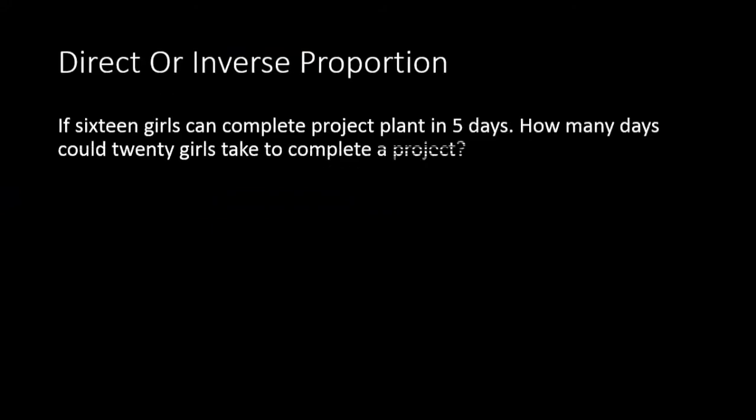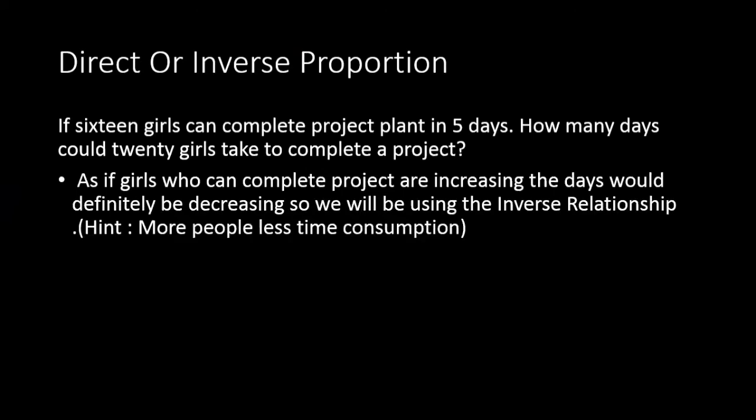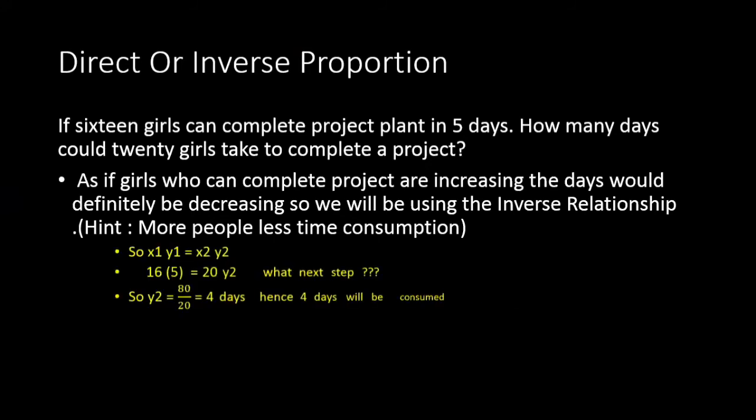Let's take another example of direct or inverse proportion. If 16 girls can complete a project in 5 days, how many days would 20 girls take to complete the project? If the number of girls completing the project increases, the days will definitely decrease. So we will use the formula of inverse relationship. How do we know that the inverse relationship formula can be used? Because with more people, less time will be consumed. So when we put the values in the formula of inverse proportion, we get 4 days to complete the project by 20 girls.